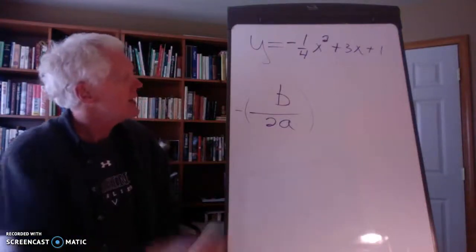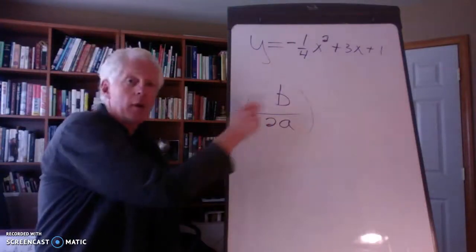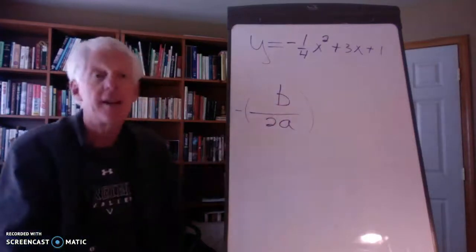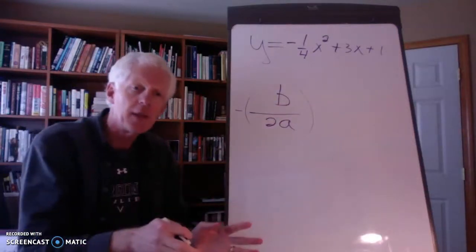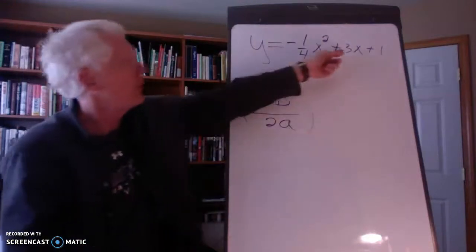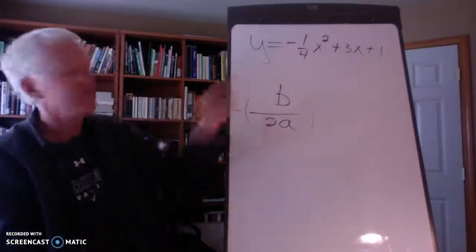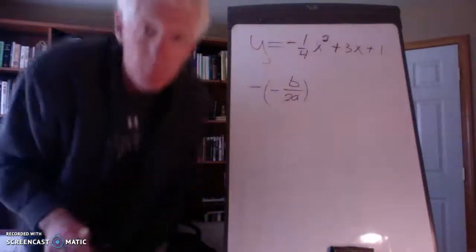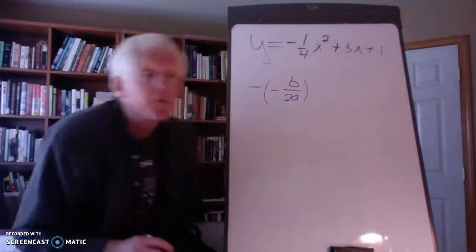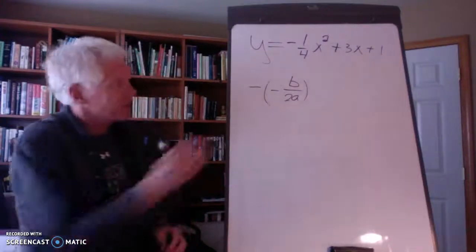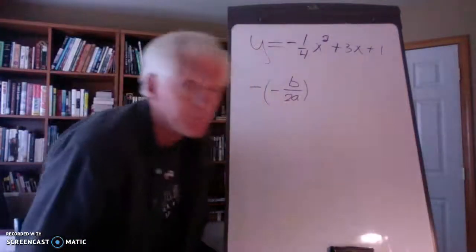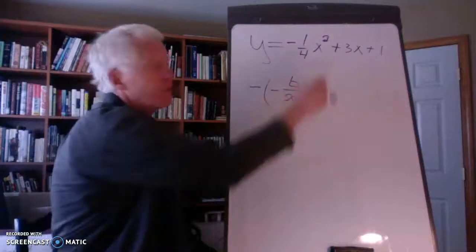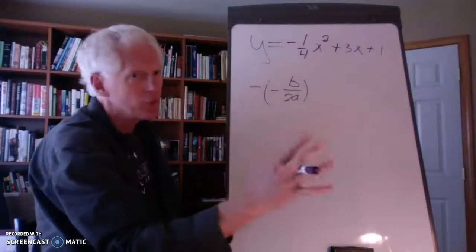So, negative b over 2a. Identify the b, identify the a. The b is the 3, the a is negative 1/4. So, okay, so now we're at negative b over 2a. So let's identify the negative numbers, because this negative number is an issue. B is 3. Write it out. Don't do this in your head.